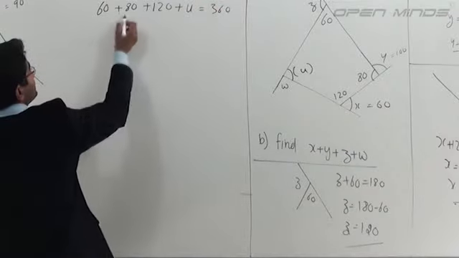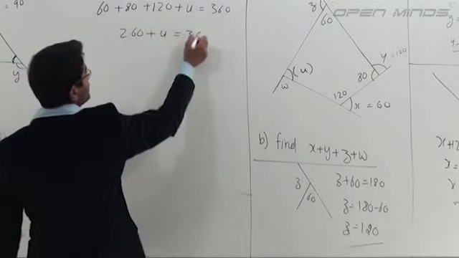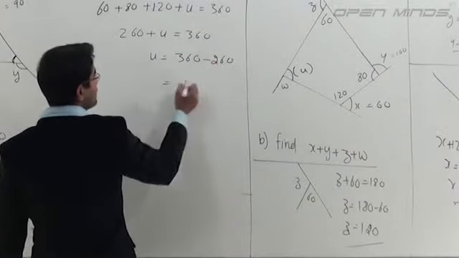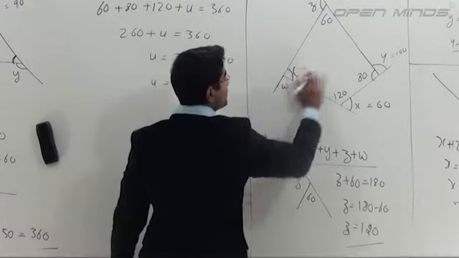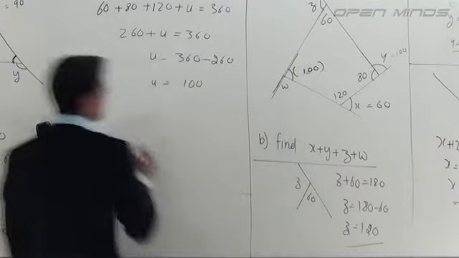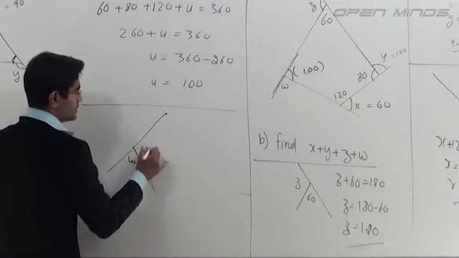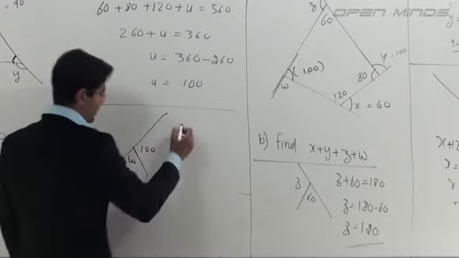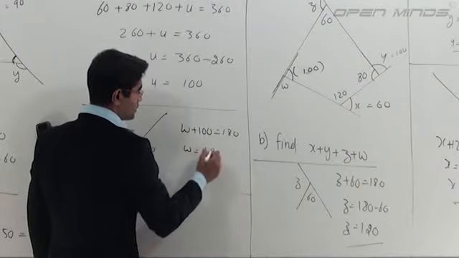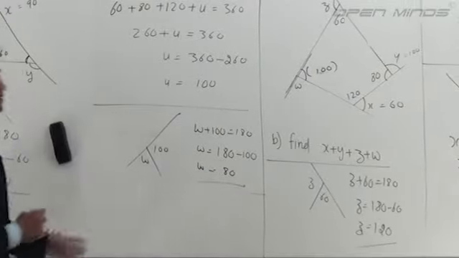So add this guy, see what you get. That is 120, that is 260, 260 plus u is 360. Then I know that u is 360 minus 260, which makes it 100. So I got this guy to be 100. Very simple. Alright? If this is 100 and this is again a linear pair, right? So I can write this, that's w, and that is 100, and that makes w plus 100 is 180. Then w would be 180 minus 100, that is 80. So I got the values x, y, z, and w.